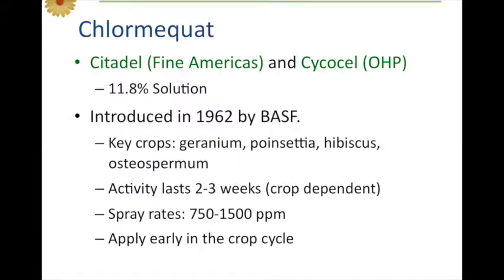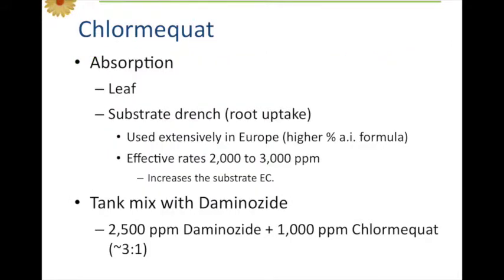In the rates, you're looking at somewhere between 750 to 1,500 parts per million, and again, with a softer chemical, you have to apply it earlier, and then you might have to make multiple applications. It's primarily absorbed by the leaf, but you can also apply it as a drench.